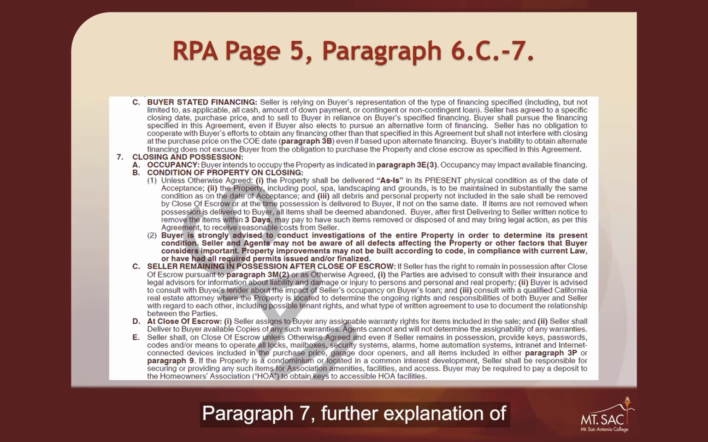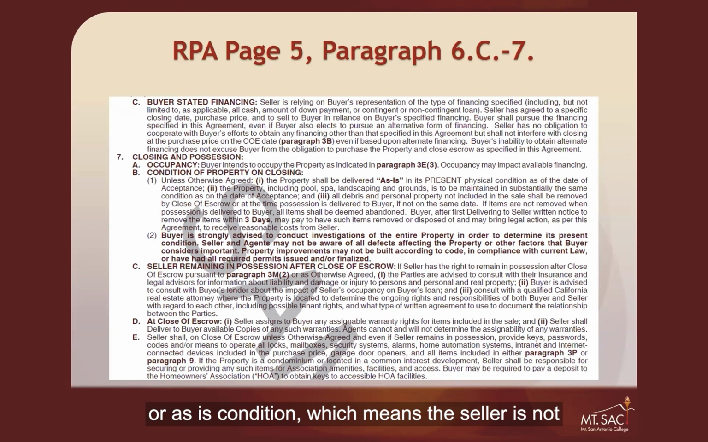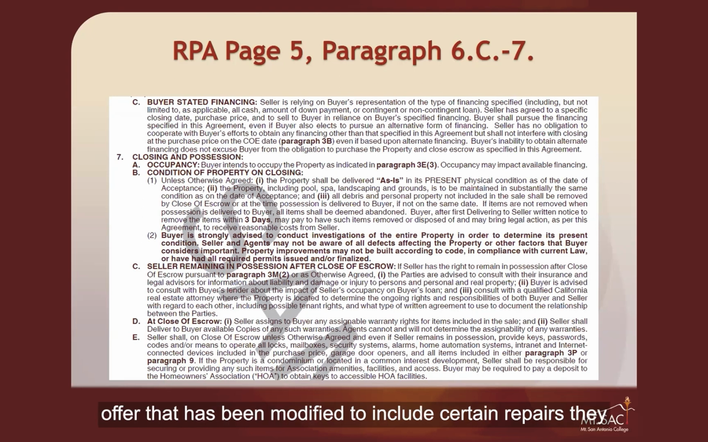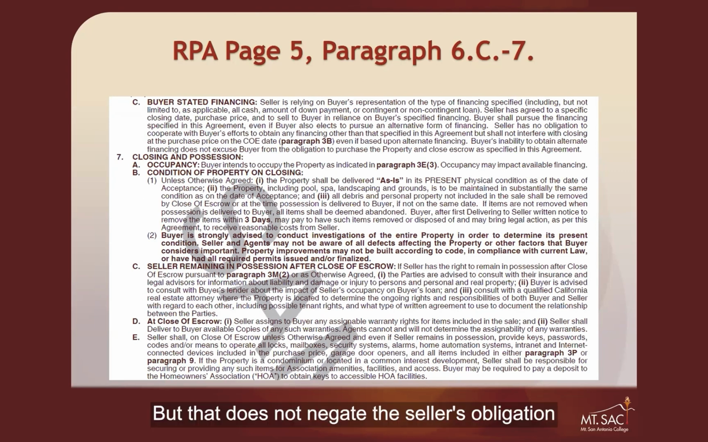Paragraph 7, further explanation of occupancy and conditions of closing. Remember, the seller is selling the property in its present or as is condition, which means the seller's not agreeing to make any repairs unless they do so in escrow with a request for repairs, or they accept an offer that has been modified to include certain repairs they want the seller to do. But that does not negate the seller's obligation to disclose all material facts, anything that could possibly affect the value of the property.